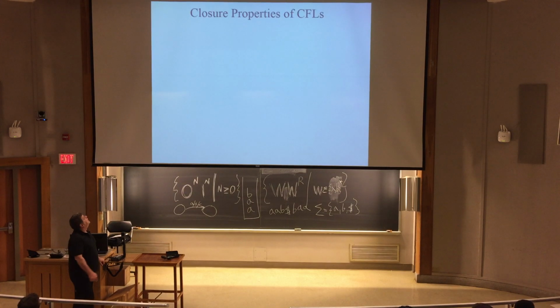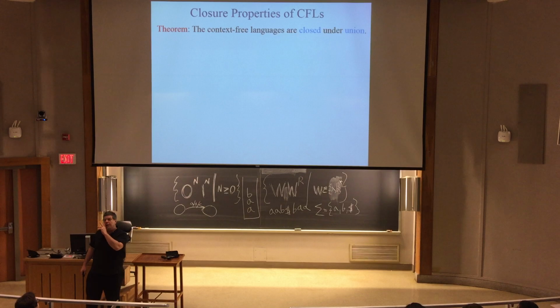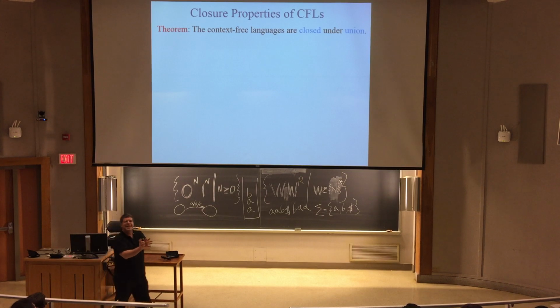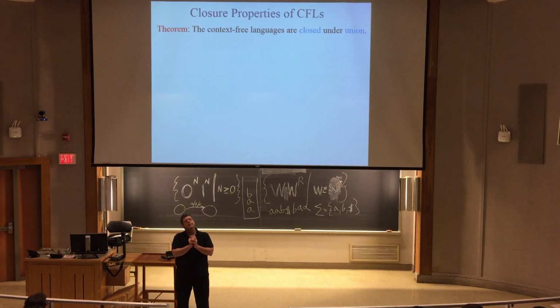Okay. Closure properties of context-free languages. Context-free languages are closed under union. Why is that true? Why are the context-free languages closed under union? If you have a context-free language and another context-free language, take the union of these two languages, the result will also be context-free. It won't be some non-context-free language. There's plenty of those. Why does union preserve context-freeness? Thoughts, ideas?